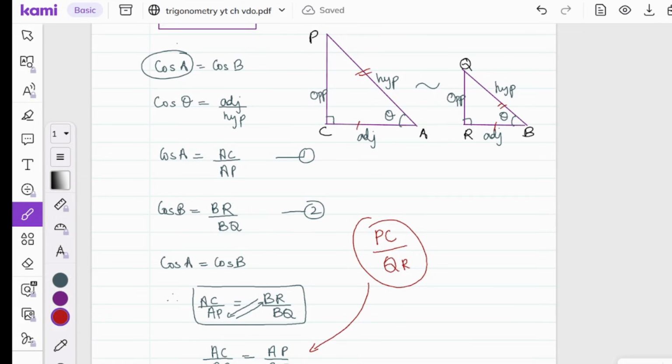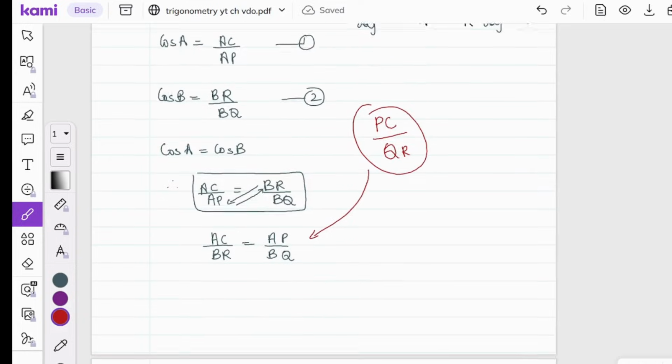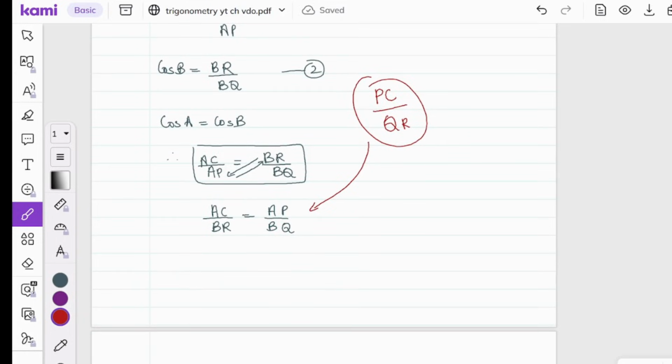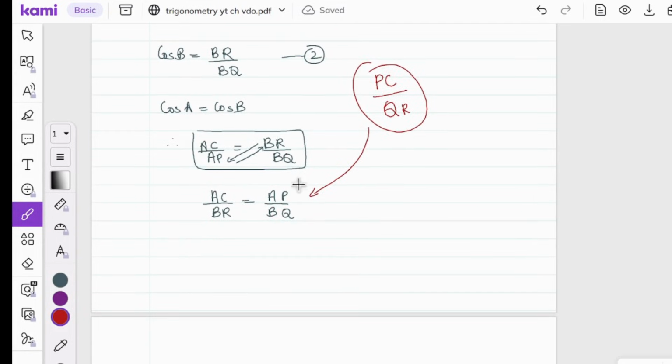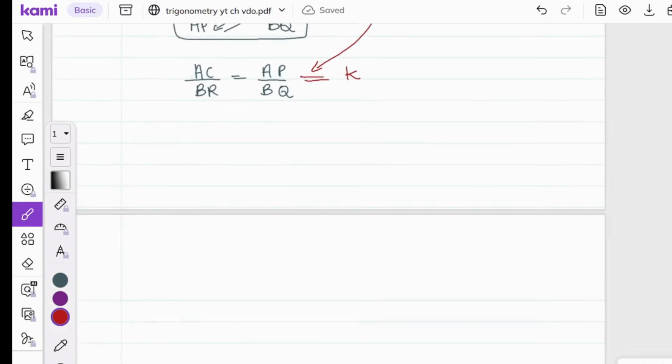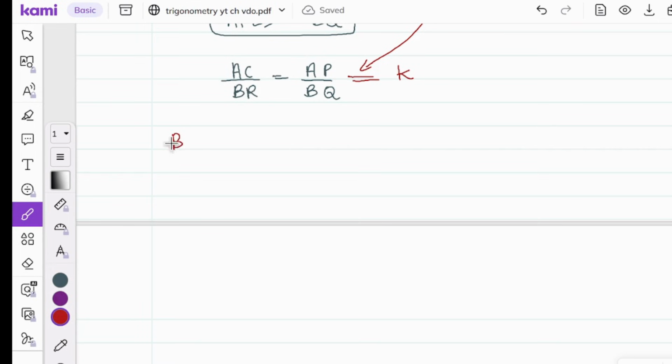Now I need to find the value for PC by QR. That is my aim. So what I will do now, let this value equal to K. I will substitute it in such a way. Means let its proportionality be equal to K. Now I will apply the Pythagoras theorem. By Pythagoras theorem, what can I write here? I can write PC.